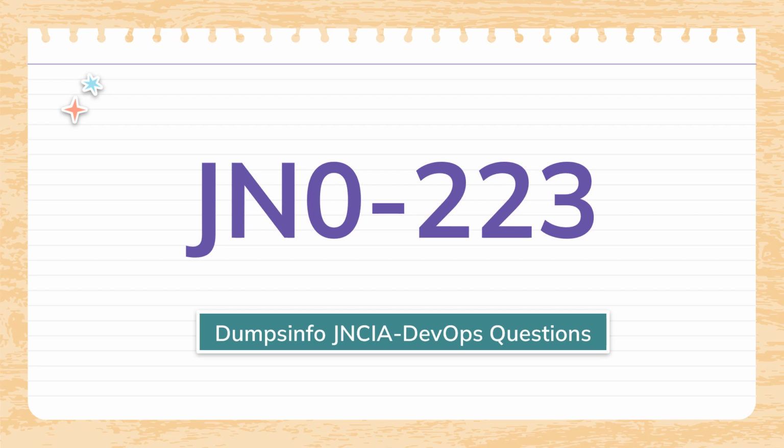The Juniper JNCIA-DevOps JN0-223 exam is designed to validate the candidate's knowledge and skills in applying DevOps practices and tools to Juniper Networks devices and solutions. The exam consists of 65 multiple-choice questions and lasts 90 minutes. Passing the exam earns the candidate the Juniper Networks Certified Associate DevOps, JNCIA-DevOps certification, which demonstrates the candidate's ability to automate and optimize Juniper Networks network operations and services.